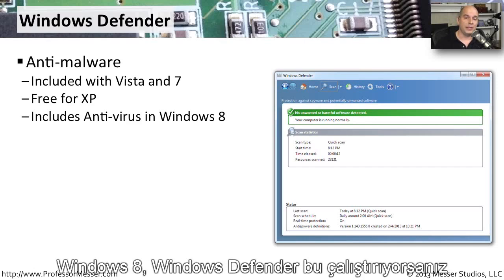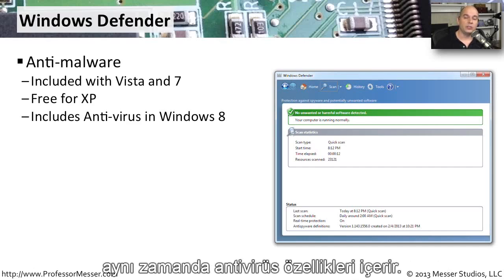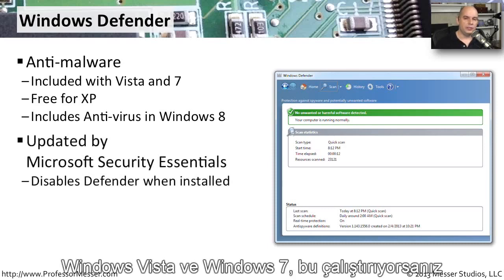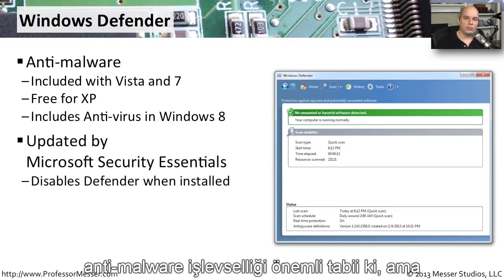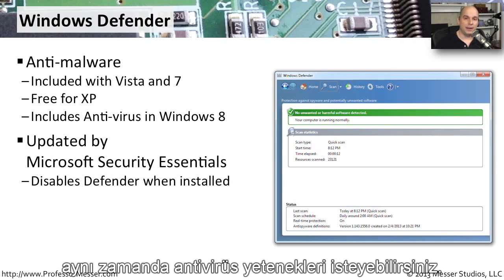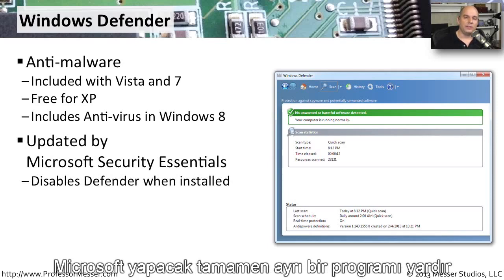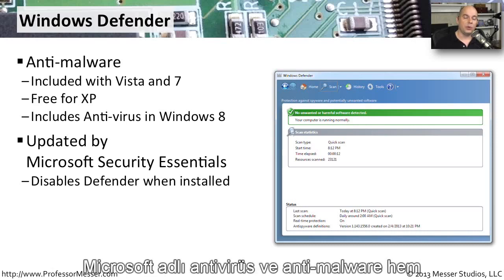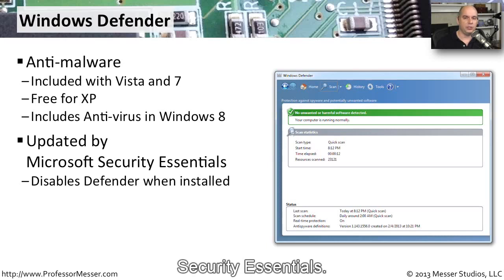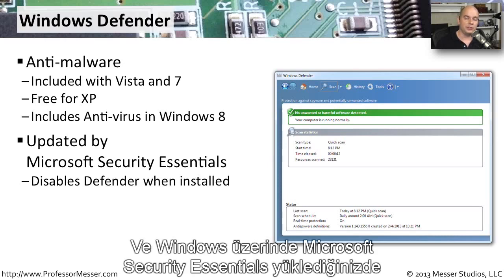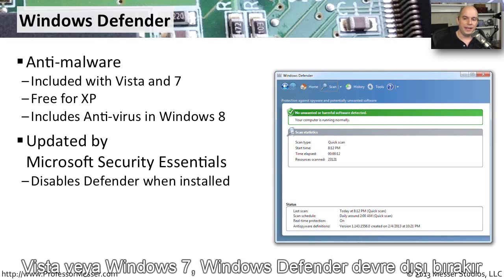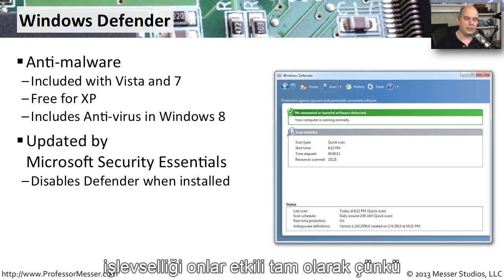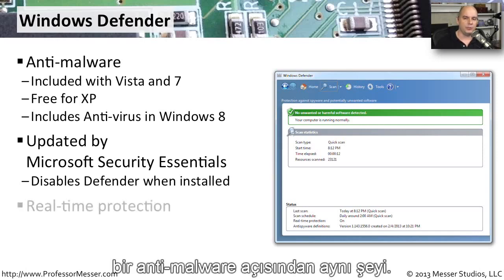If you're running this in Windows 8, Windows Defender also includes antivirus capabilities as well. If you're running in Windows Vista and Windows 7, this anti-malware functionality is of course important, but you may also want antivirus capabilities as well. Microsoft has a completely separate program that will do both antivirus and anti-malware called Microsoft Security Essentials. And when you install Microsoft Security Essentials on Windows Vista or Windows 7, it will disable the Windows Defender functionality because they effectively do exactly the same thing from an anti-malware perspective.